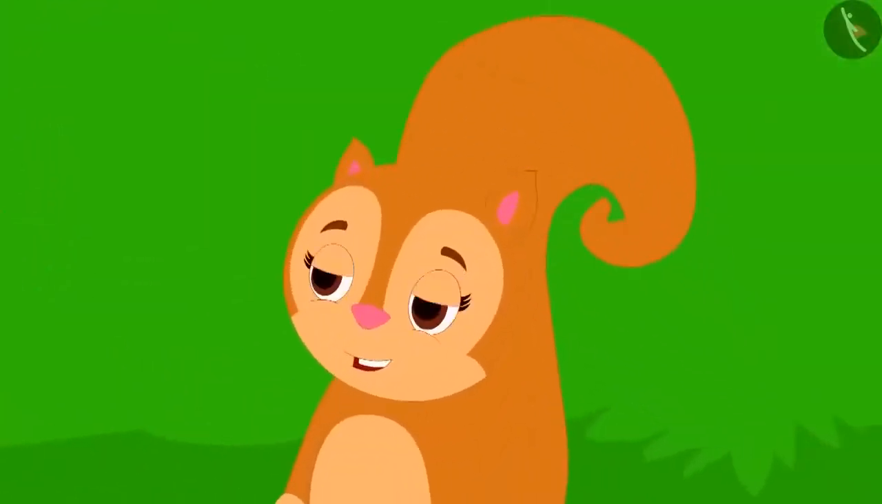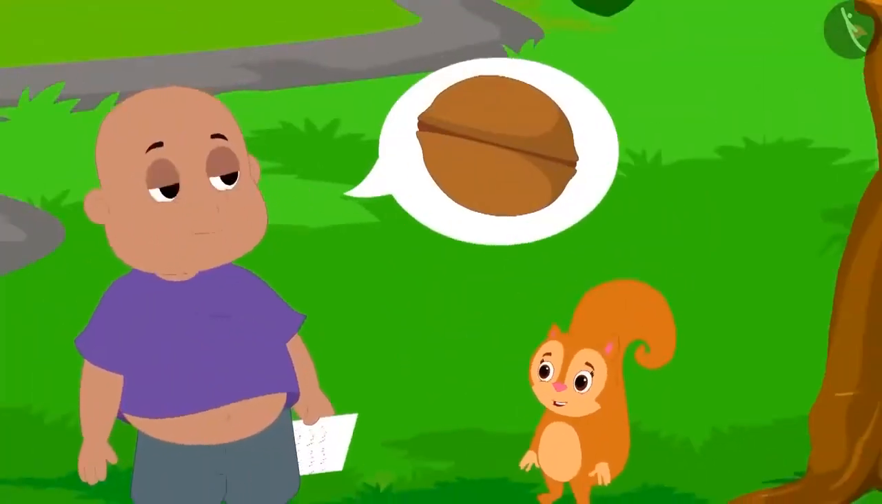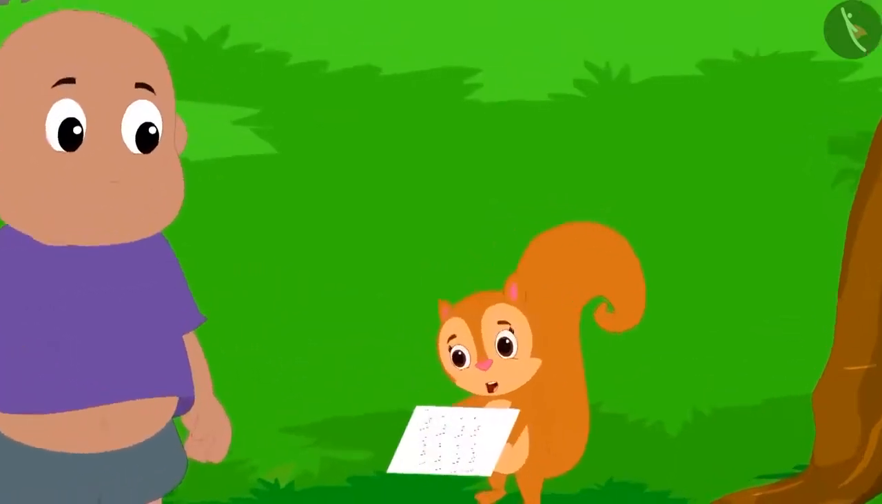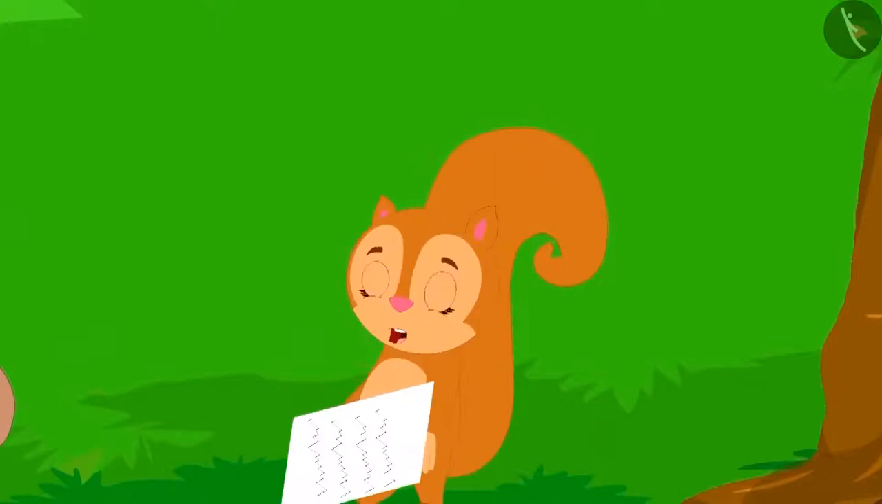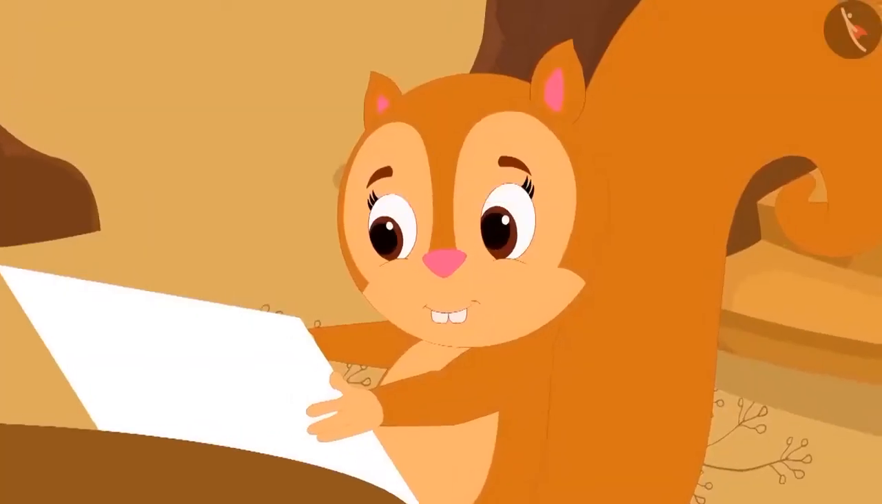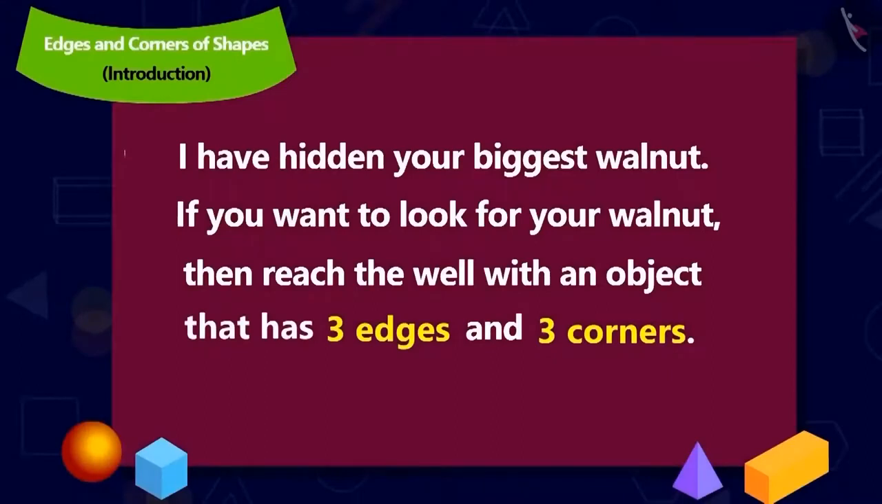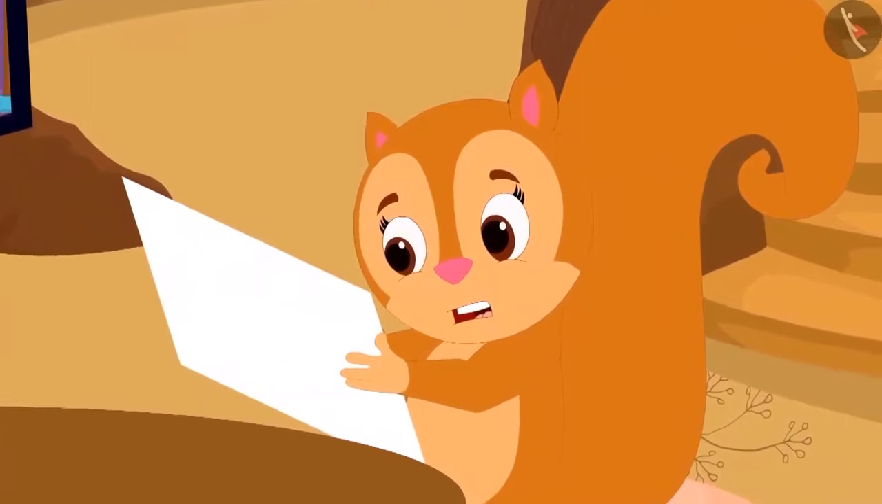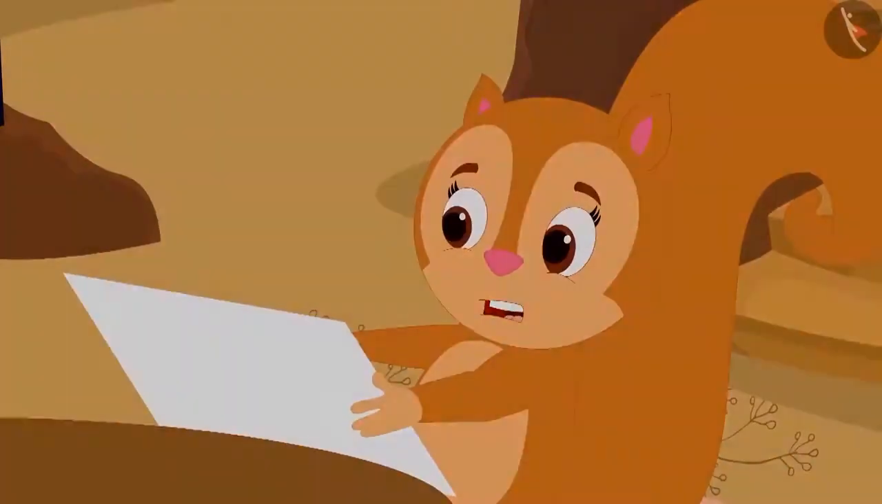Bablu had hidden Chanda's most loved big walnut, and Chanda had been given instructions in the letter to look for the walnut. Chanda read the letter. I have hidden your biggest walnut. If you want to find your walnut, then reach the well with any object with 3 edges and 3 corners. Chanda had no idea about edges and corners.